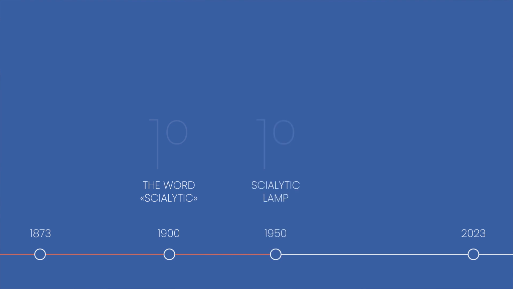The term scialytic appears in dictionaries in the early 20th century for the first time. However, we have to wait until the 1950s before the term was finally associated with a lamp, when the French company BBT filed the trademark for its scialytic product. This event marked the beginning of the connection between the term scialytic and lamps. Ever since then, surgical lamps have been referred to as scialytic lamps.